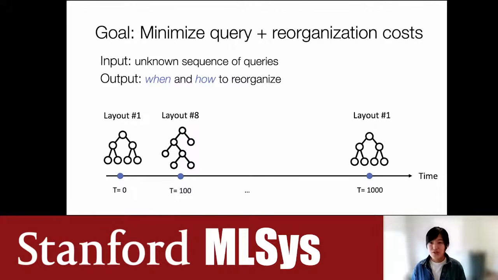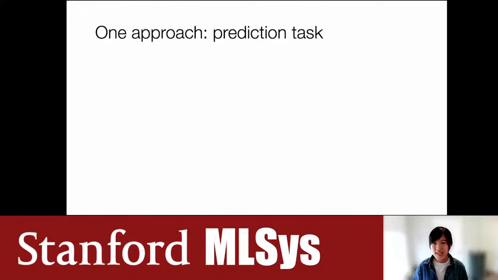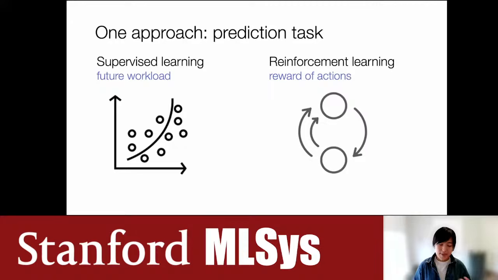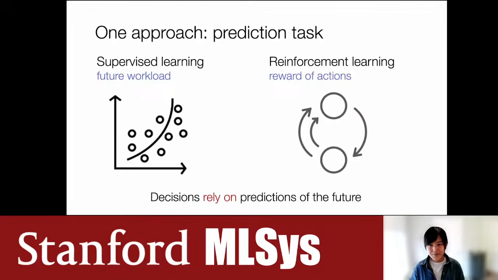So one approach to solving this problem is to model this as a learning task or a prediction task. You can imagine that, if we use supervised learning, we can try to predict how the future query workload will behave and then make decisions based on that. Or, without explicit labels, you can also use things like reinforcement learning to try to model the reward of different actions. The baseline is that you base the decisions on the organizations on these predictions of the future.